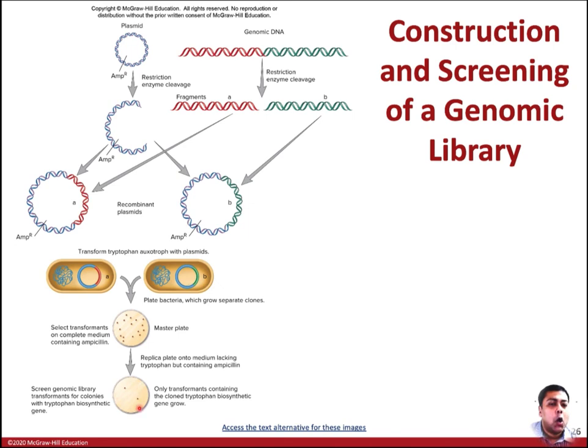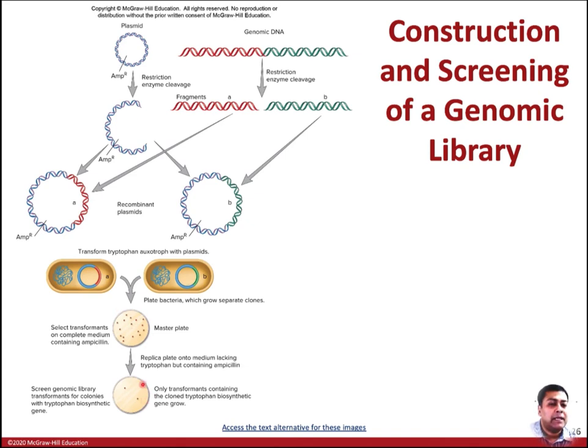So here, only the transformants containing the cloned tryptophan biosynthetic gene will grow. Here, this bacteria is a tryptophan auxotroph transformed with plasmid. Remember that this bacteria cannot produce tryptophan by itself. Now we are putting them into a media which allows the bacteria to grow in presence of tryptophan, no problem. We are supplying the tryptophan. So tryptophan auxotrophs will grow here.